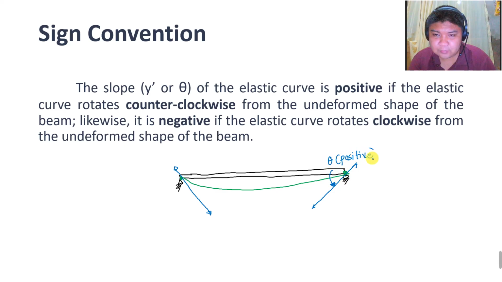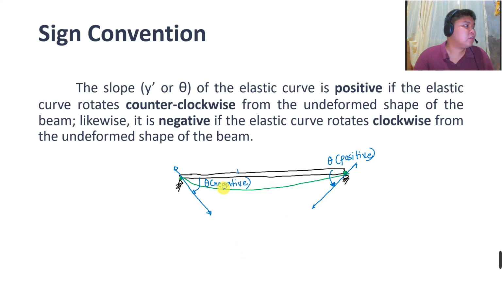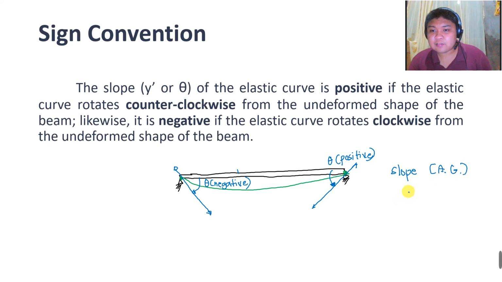Yun yung gusto kong i-point out. Kasi dito, sabi dito, kapag umikot siya counterclockwise from undeformed, edi positive siya. And dito naman, class, sa kabila, umikot siya in a clockwise manner. So, this theta is negative. Kasi nga clockwise. Kahit hindi mo naintindihan itong rotation, balik ka na lang sa analytic geometry, class. Ang slope natin doon is equal to y sub 2 minus y sub 1 over x sub 2 minus x sub 1.